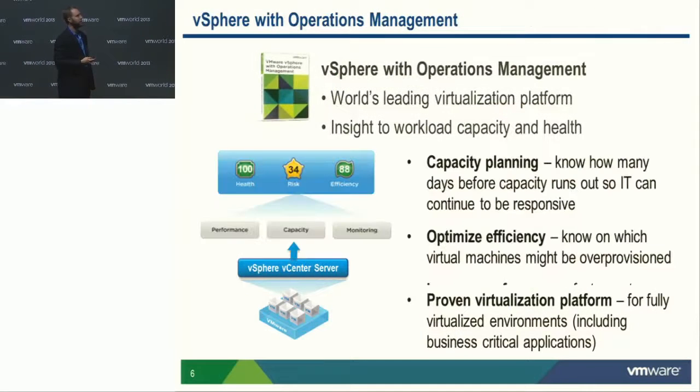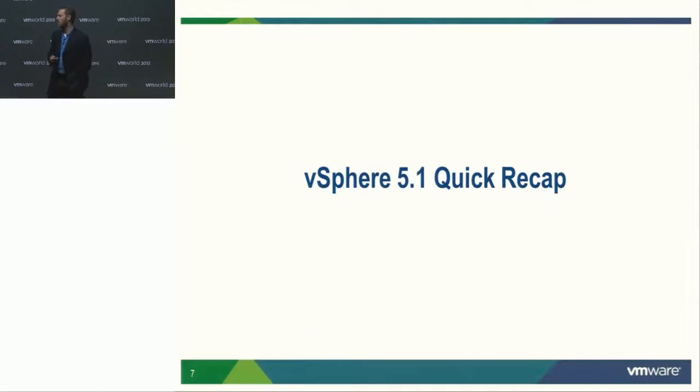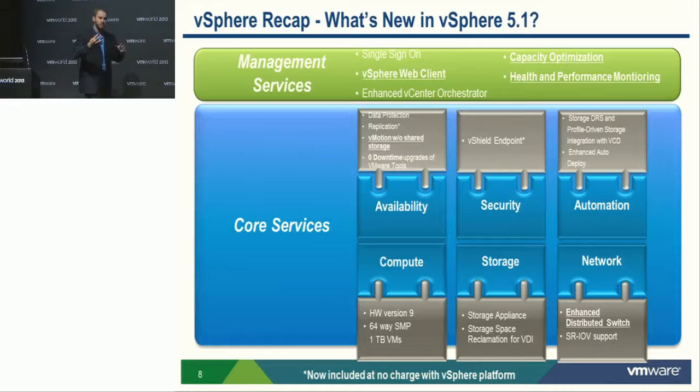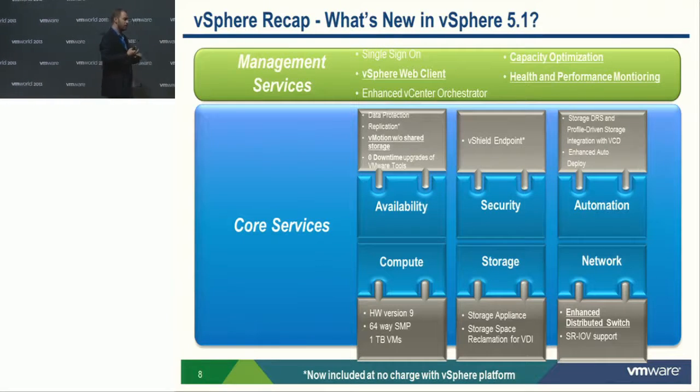All right, I'm going to fly through this. Let's go ahead and look at 5.1 and where we've come from, just so we can understand where we're going. When 5.1 came out, there were really three key focus areas. One of them was the web client, because that was in your face right away. That became the default interface into vSphere. That's a really key attribute.